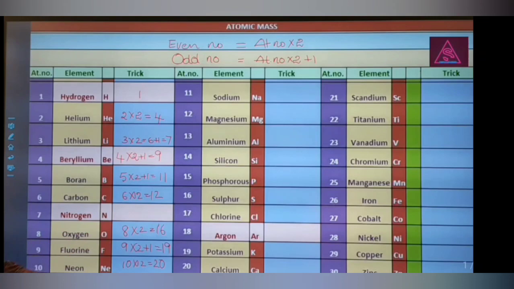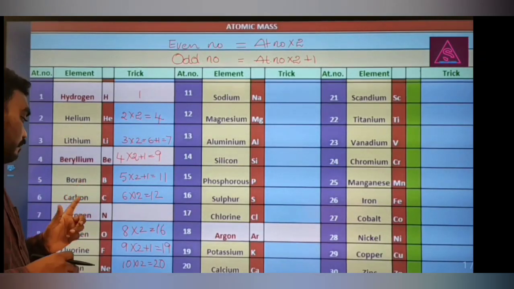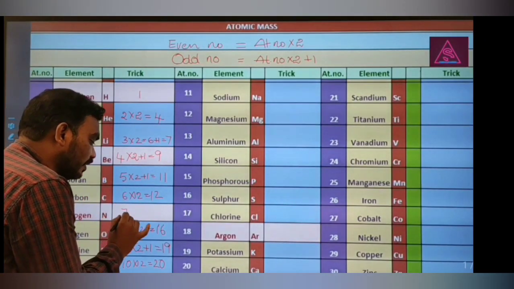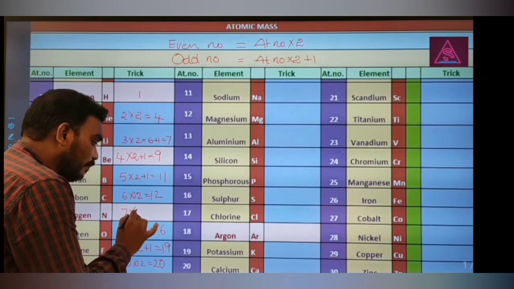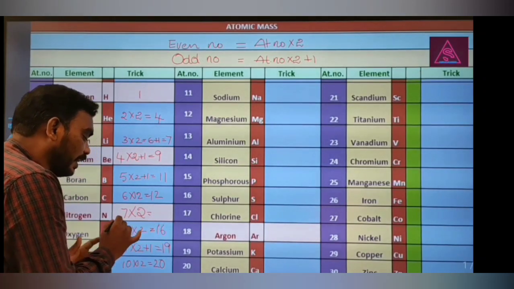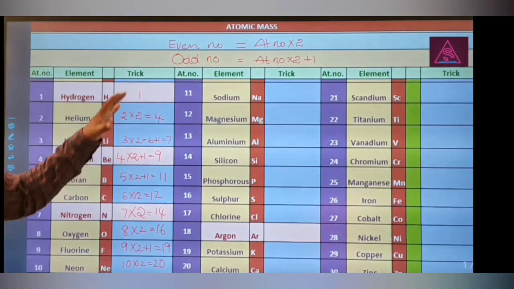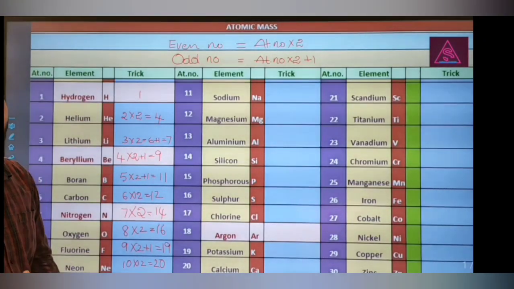And nitrogen is also the same. Here nitrogen is an odd number, but we take it as an even number. That means the formula is the even number into 2, in the same way 7 into 2, that is 14. This is the atomic mass of the first 10 elements.